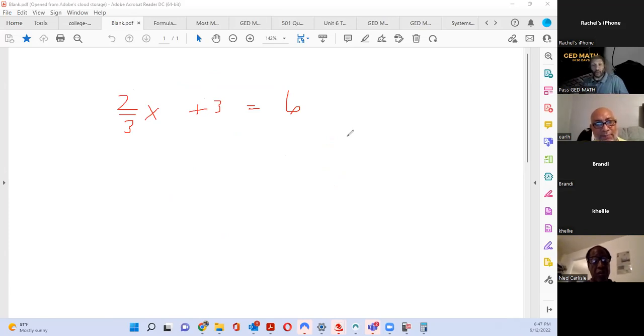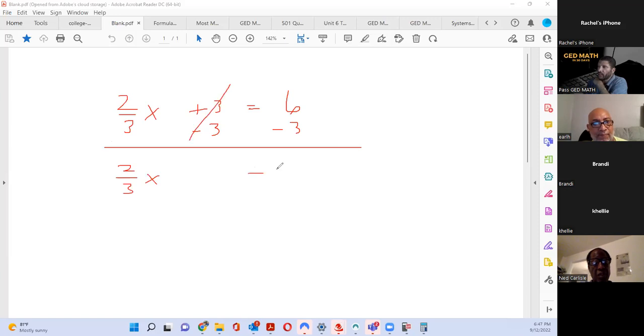Okay, so the first thing we're going to do is do what? If we're going to solve for x, what's the first thing we're going to do? We're going to subtract 3 from both sides to cancel out the 3's, and we get 2/3 x equals 3. This is where she got stuck. She didn't know what to do. Again, identify what you know.